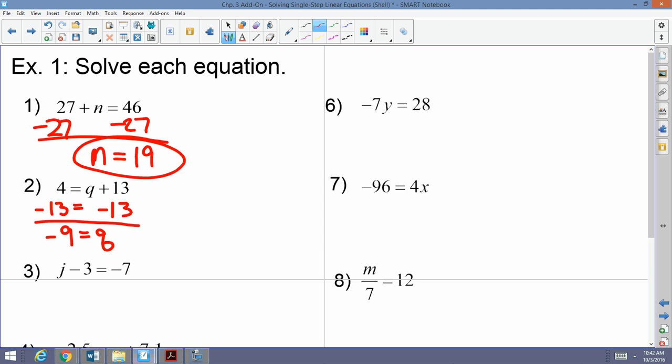Some people ask me, Mr. Morrow, can I rewrite that like this? q equals negative 9? Absolutely. There's a property called the symmetric property of equality, and you can switch both sides as long as you keep the same negative. Be careful with that. Sometimes people will say negative 9 equals q, but then they'll switch them and go negative q equals 9. That's wrong. You're solving for q. Don't change that. Yes, sir.